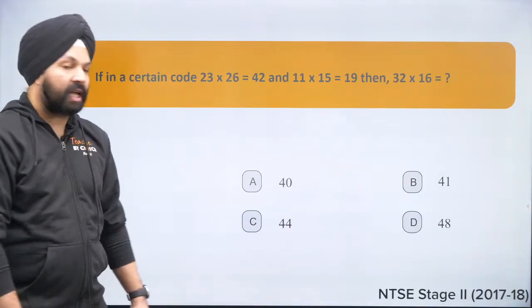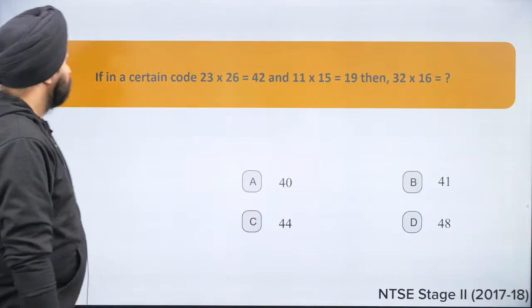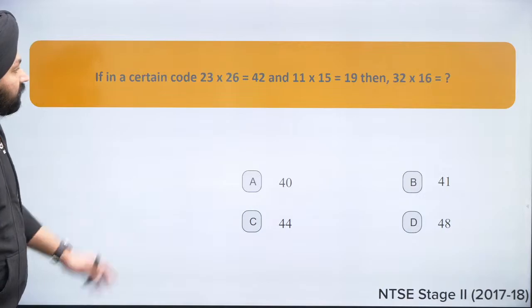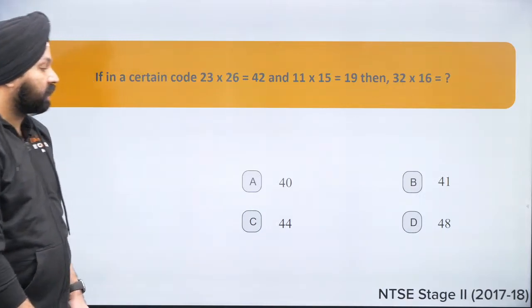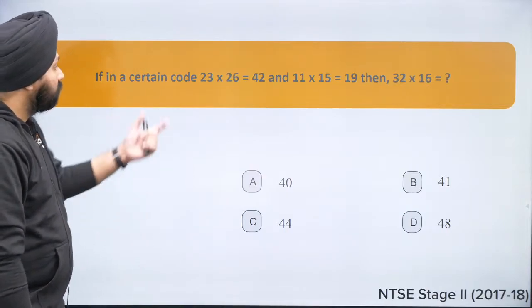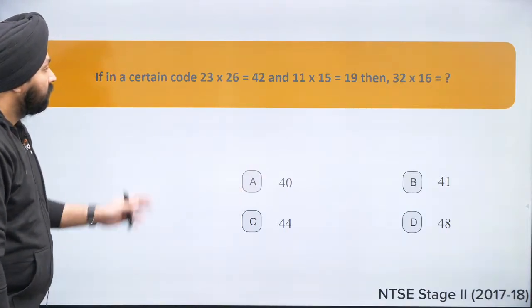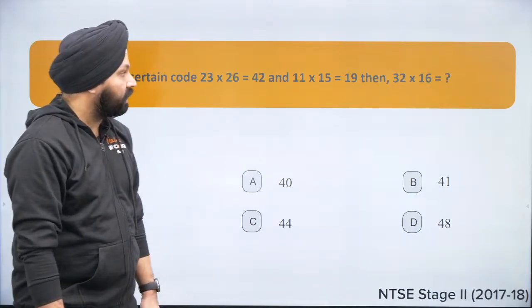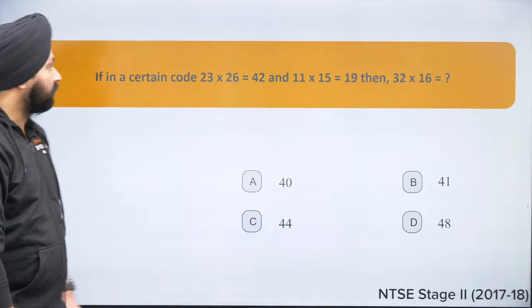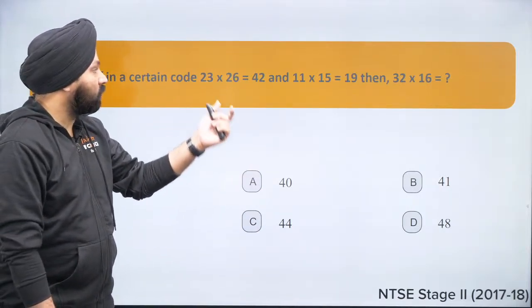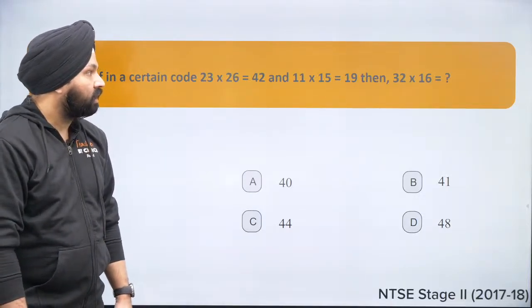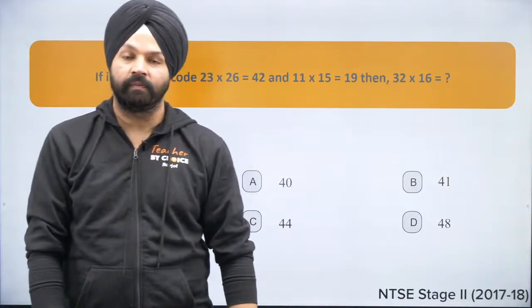I guess this will be the second last or the last question for the day. So what he says: in a certain code, 23 into 26 is 42, 11 into 15 is 19, then what is 32 into 16? Quickly tell me what it will be. I repeat, 23 into 26 is 42 and 11 into 15 is 19. Then what is 32 into 16?